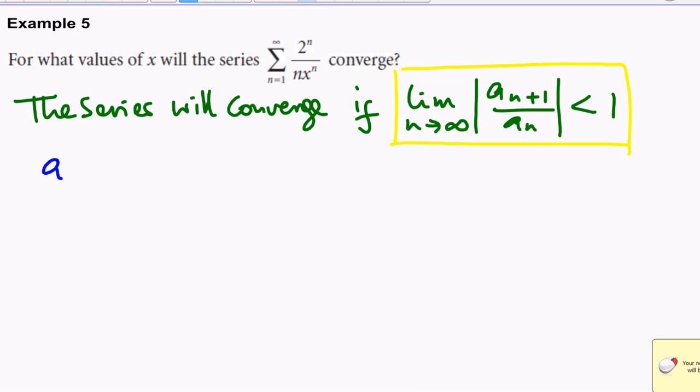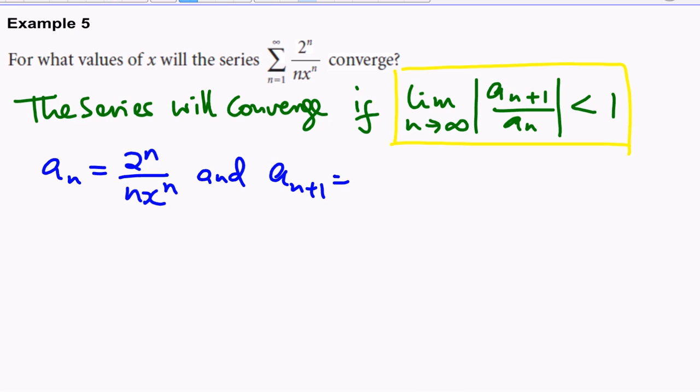So we usually start by finding S sub n when you want to use the ratio test. It's usually easier that way. So S sub n is 2 to the power n over n x to the power n, and S sub n plus 1 will be 2 to the power n plus 1 over n plus 1 multiplied by x to the power n plus 1.